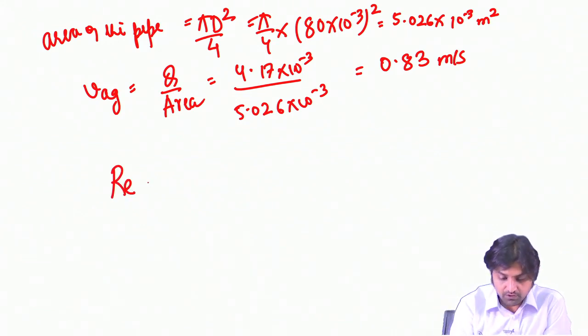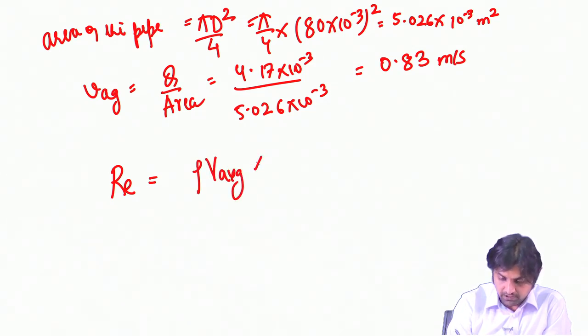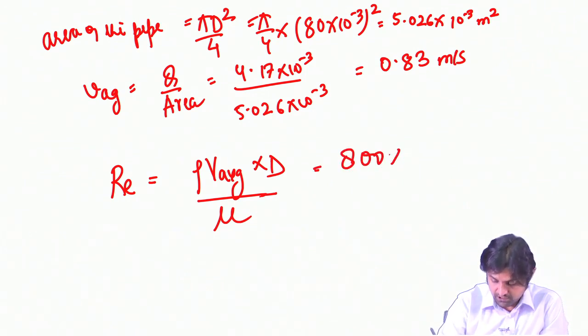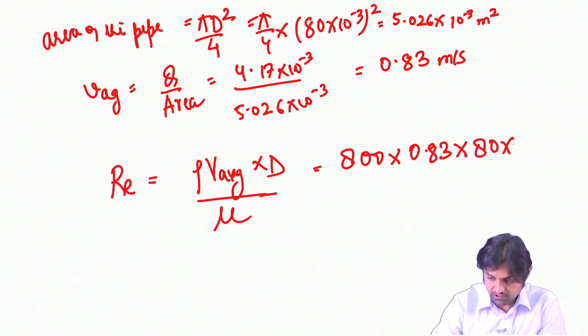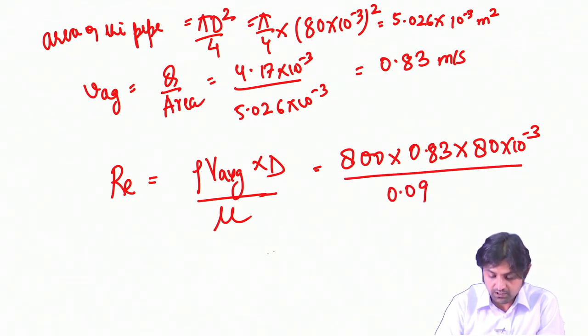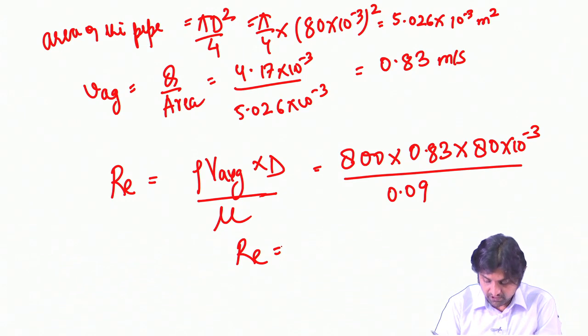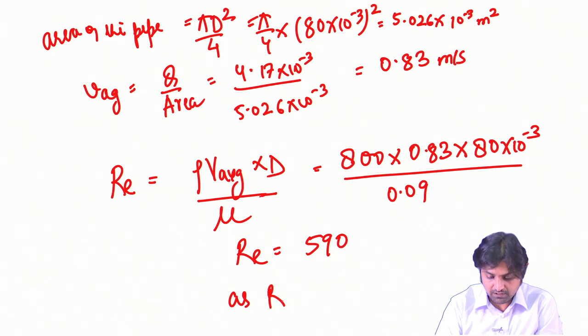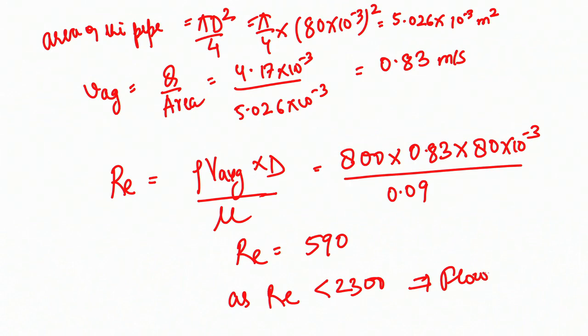Therefore, we will find the Reynolds number, that is rho V average into d by mu. Rho is 800, V average is 0.83, diameter is 80 into 10 to the power minus 3, mu is 0.09. This is actually very important to check, and this comes to around 590. So, as the Reynolds number is less than 2300, the flow is laminar.